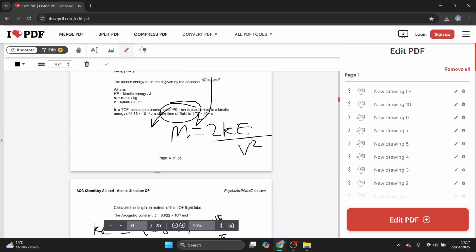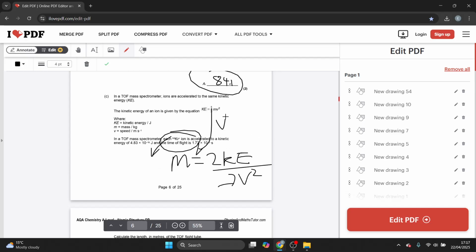Actually no, would that even work? So if I find out the mass, no. What I need to do is find out the velocity, because I can already find out the mass. So what's the unknown here? Well, it's velocity. So therefore, velocity squared equals 2KE over m. v equals the square root of 2KE over m.